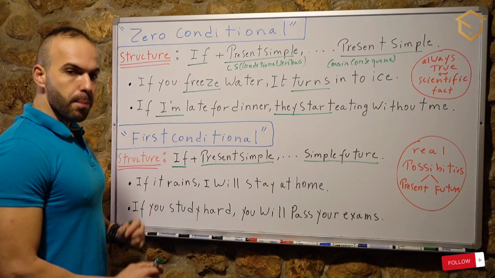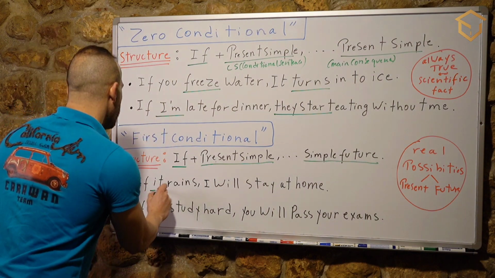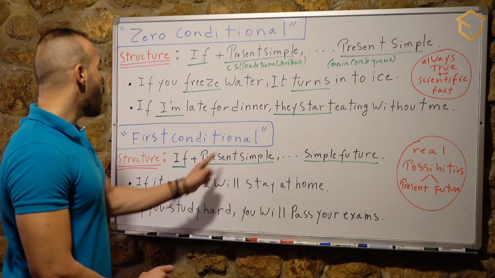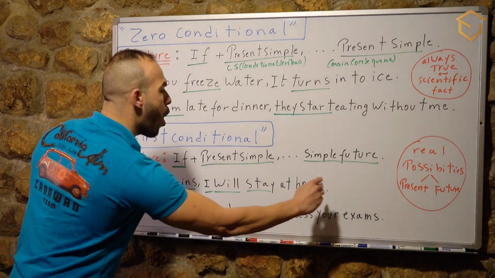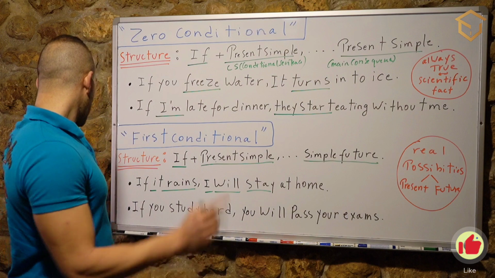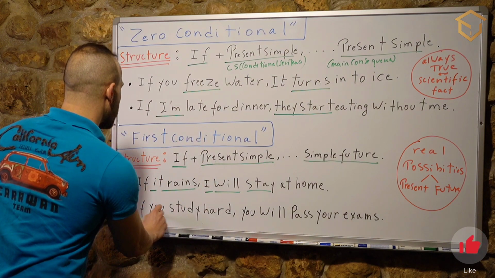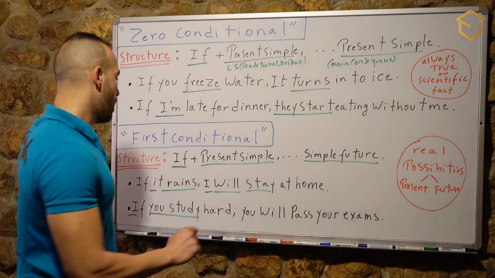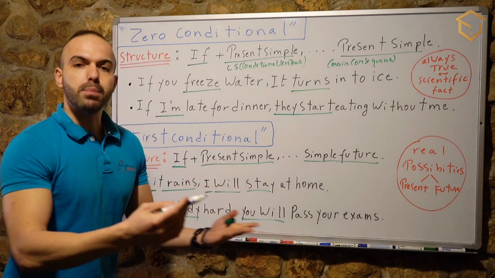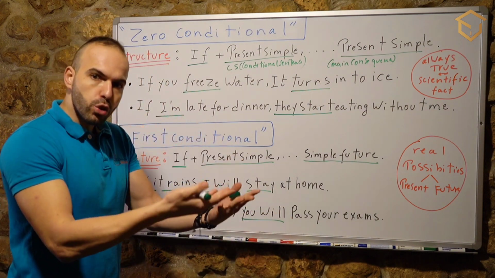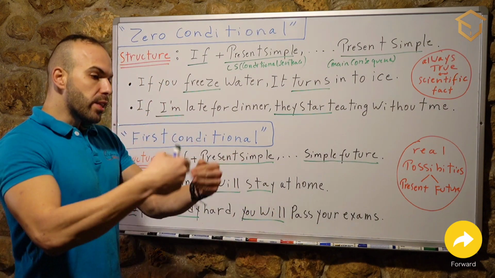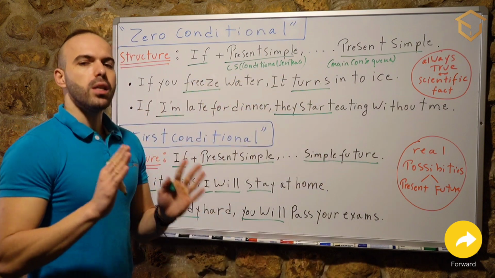Okay, let's see an example. If it rains, I will stay at home. Another example. If you study hard, you will pass your exams. So that's the future. If you do this, this will happen. It's quite easy as well.